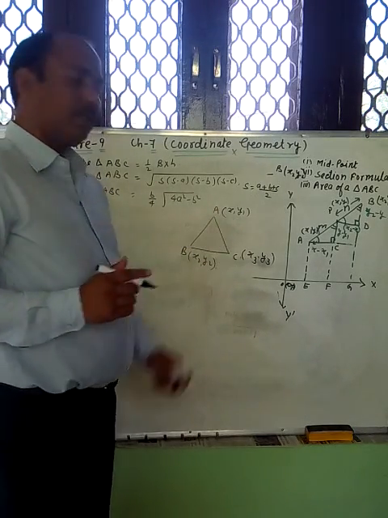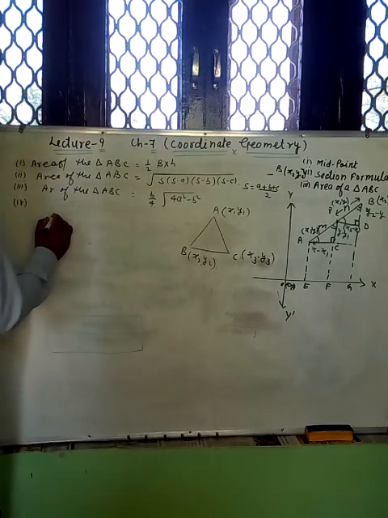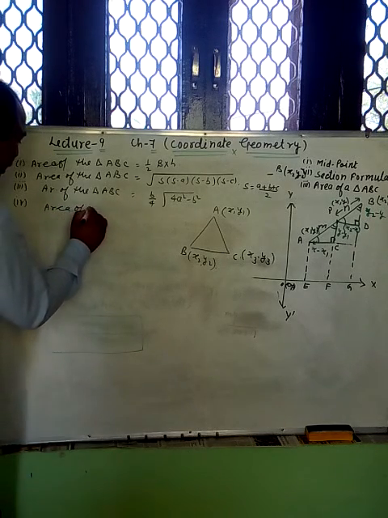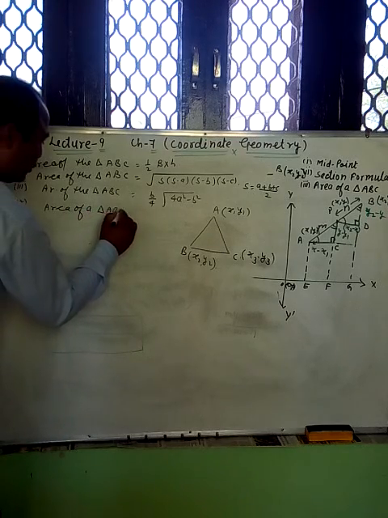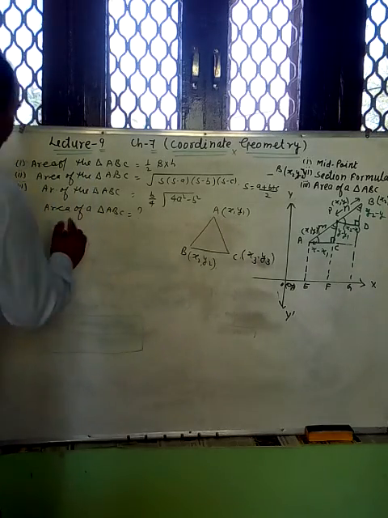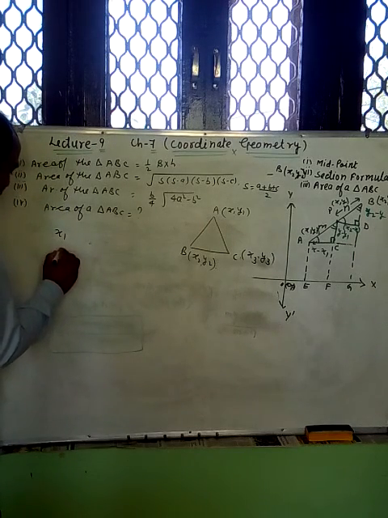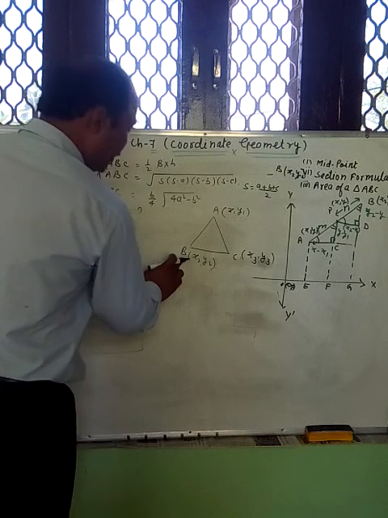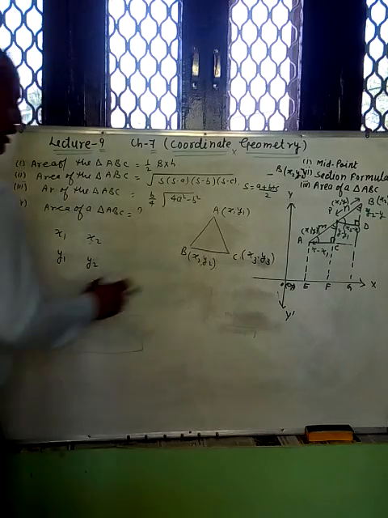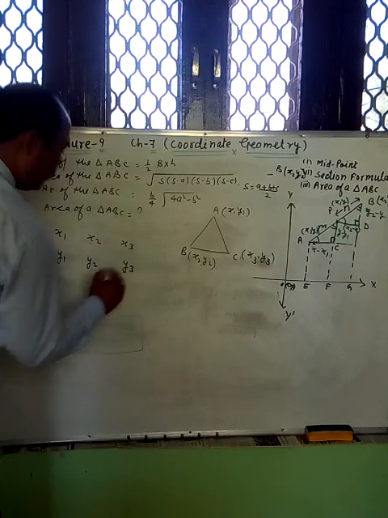We are starting from point A. Here is point A. We want to find the area of this triangle ABC. The coordinates of point A are x1, y1. The coordinates of B are x2 and y2. The coordinates of point C are x3 and y3.